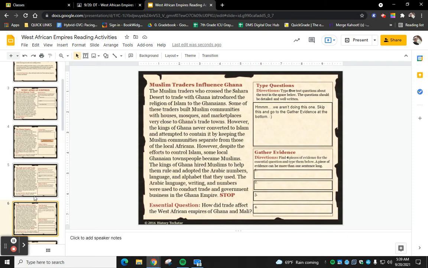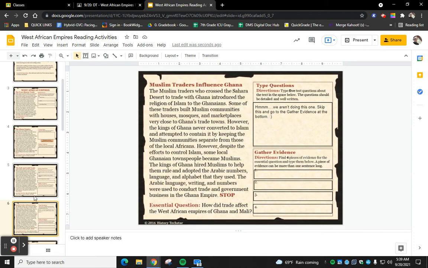Now, Muslim traders influenced Ghana. The Muslim traders who crossed the Sahara Desert to trade with Ghana introduced the religion of Islam to the Ghanaians. Some of these traders built Muslim communities with houses, mosques, and marketplaces very close to Ghana's trade towns. Remember, a mosque is a Muslim house of worship. It is similar to a Christian church.